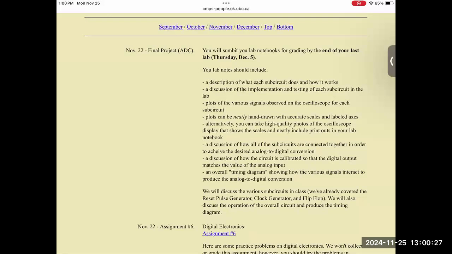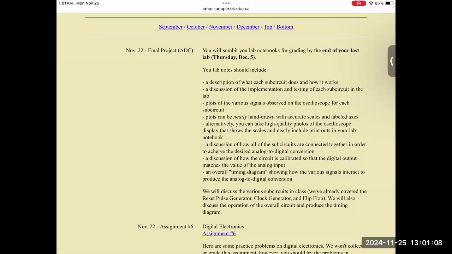I put here a little list of things that we will be looking for in your notebooks, and you can read through that on your own time. But the short version of it is: clearly explain to us that you understand how all of the various subcircuits work and what they do. What is the theory behind how they work? And then when you hook them all together, how do they perform the analog to digital conversion? That's something that we will discuss probably in Monday's class.